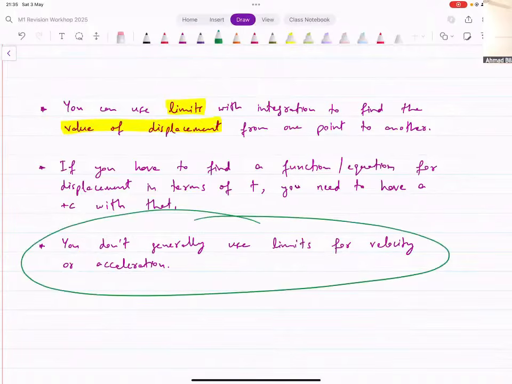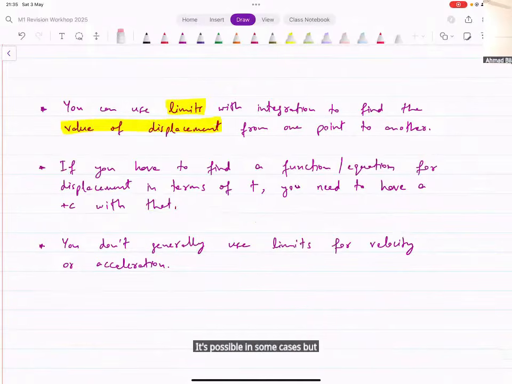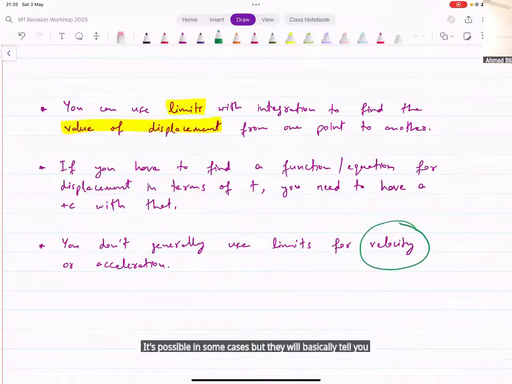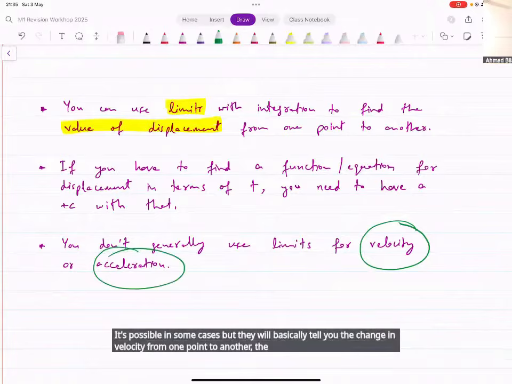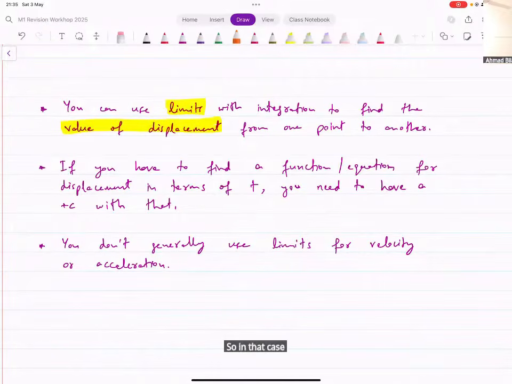You do not generally use limits for velocity or acceleration. It's possible in some cases, but they will basically tell you the change in velocity from one point to another, the change in acceleration from one point to another. Generally, the questions don't ask you about change in velocity or change in acceleration. So in that case, limits would not have any significance.